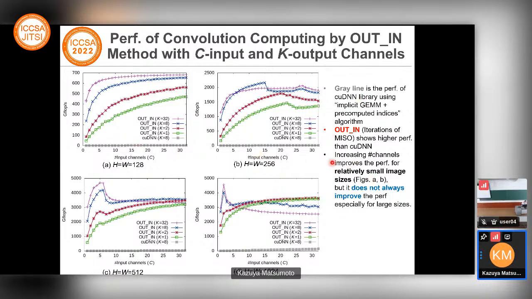The other important factor is that increasing the number of channels improves the performance for relatively small image sizes. So the performance increases with the number of input channels, but it does not always improve, especially for large sizes. In the 1024 case, with some bigger filters, the performance drops at some input channel counts.